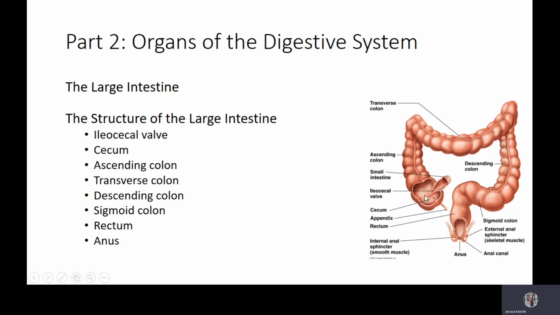And again, there are bacteria that are necessary for the function of the large intestine. But if that bacteria got into the small intestine, it actually can make us sick. So we have this one-way valve to prevent any backflow of material.